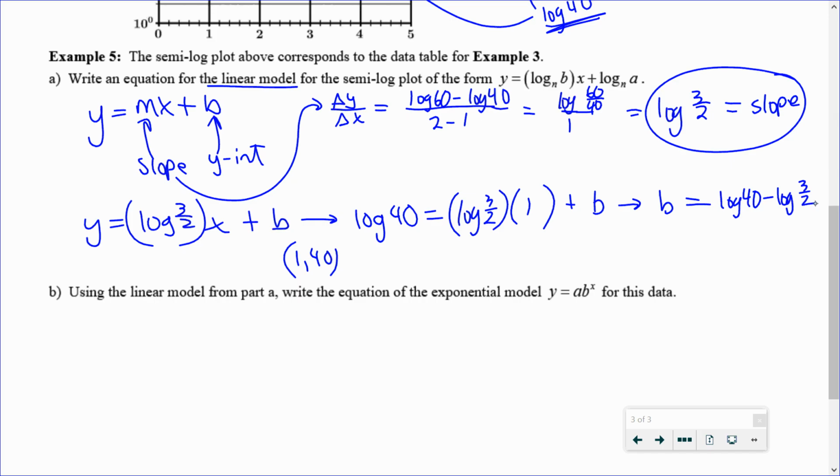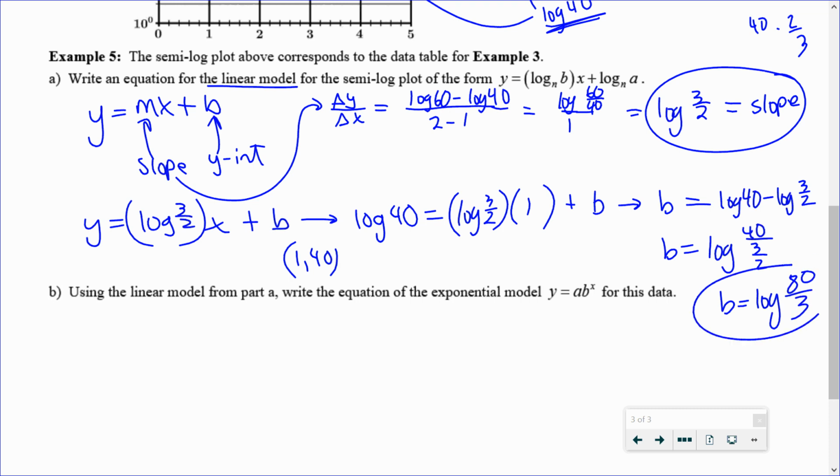Okay. Hey, guess what? Subtraction turns into division. So I got log of 40 divided by 3/2. So let's figure that out a little bit. 40 divided by 3/2 is times 2/3. So what would that mean? Okay. 80 over 3, right? All right, so 80 over 3. All right, so there we go. I have my slope. I have my y-intercept.